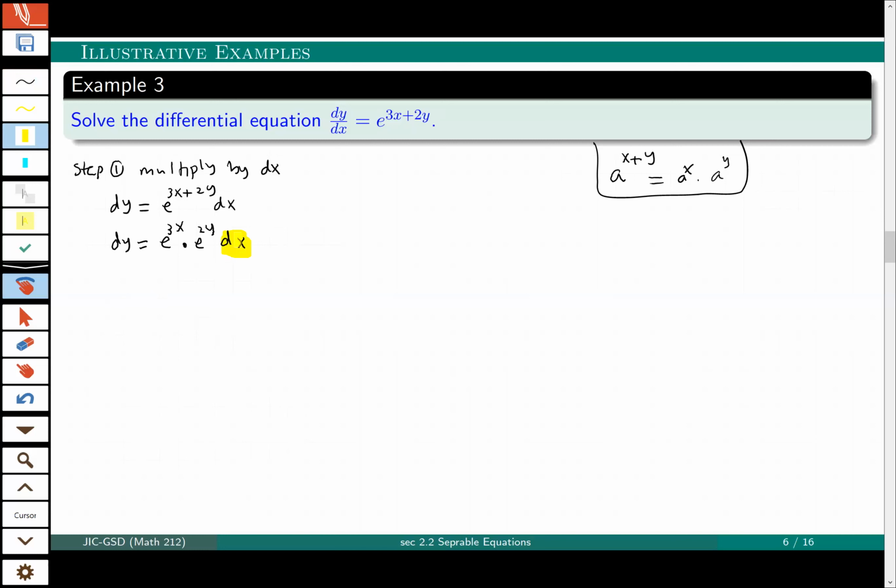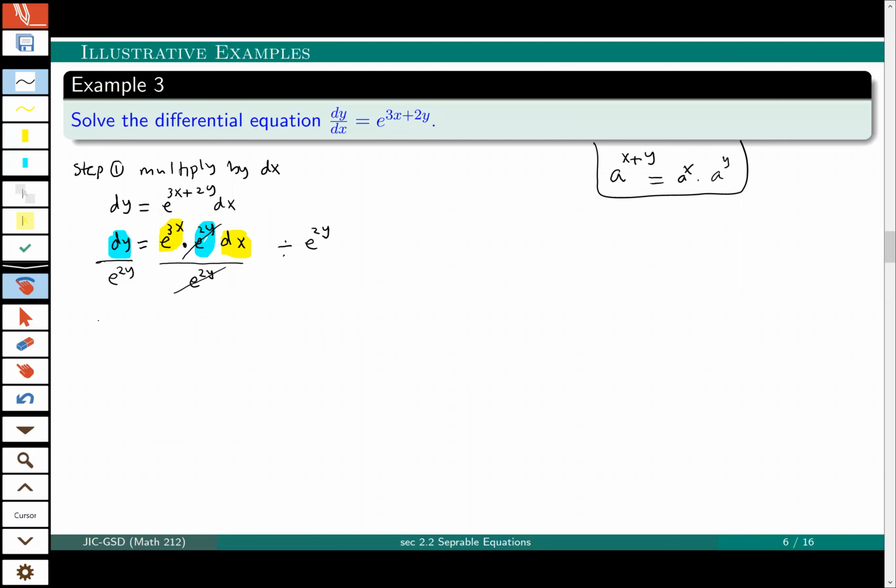Now I have here dx and a function of x, but here I have a function of y and dy, which means we need to divide by e to the power 2y to separate. When we divide both sides by the same quantity, e to the power 2y will cancel out, and I will get e raised to the power minus 2y dy equals e to the power 3x dx.